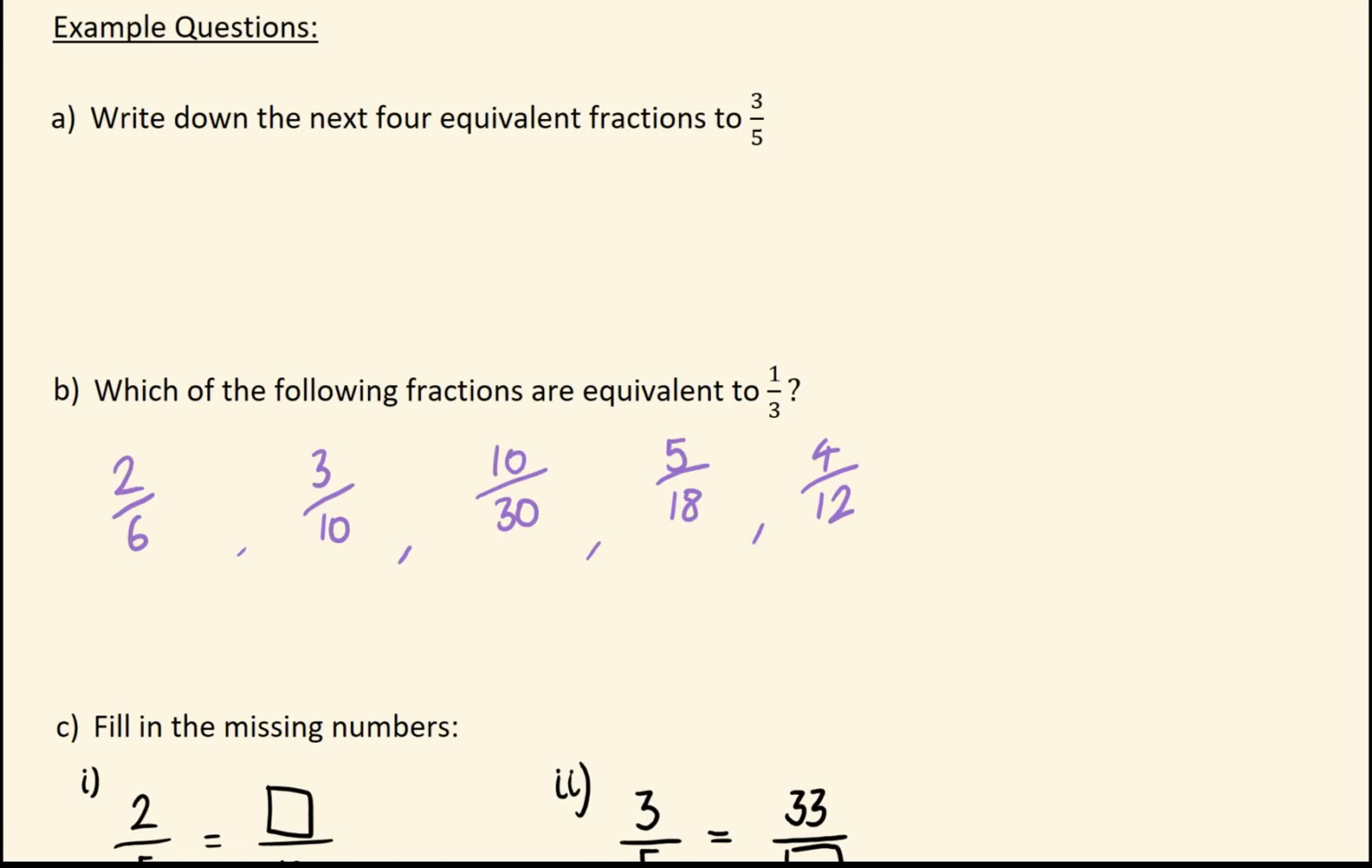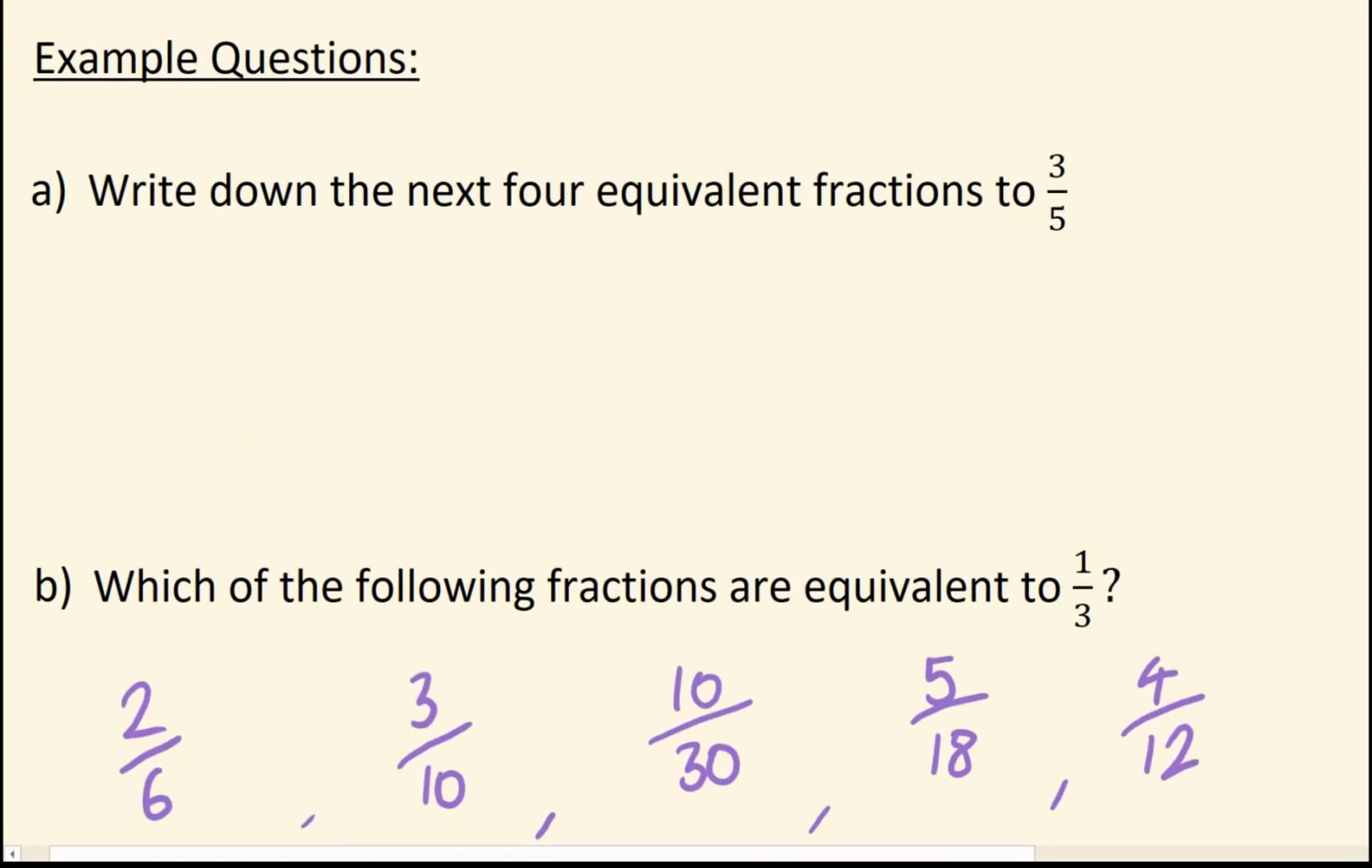Okay, let's see some kind of questions that are likely to be thrown at you. First things first, look at part A. So you have to write down equivalent fractions to something like 3/5 in this example. If you want equivalent fractions in a row, there is a slight shortcut. So the first one is 3/5.